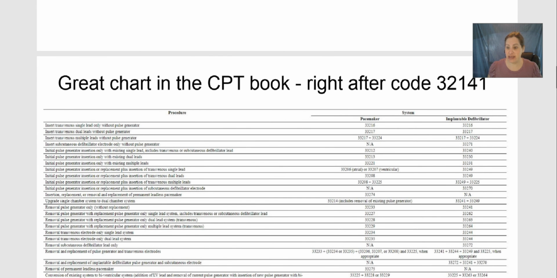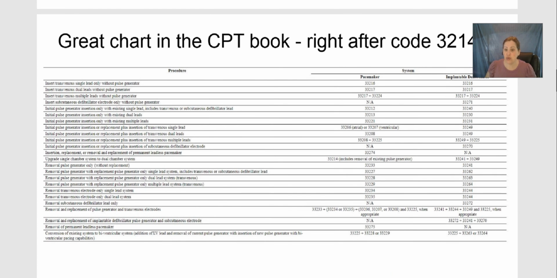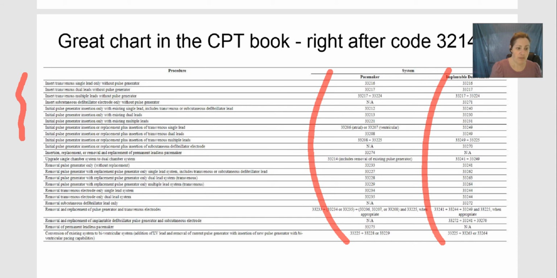In your CPT book, if you look up code 32141, right underneath that code, you will see this chart. And this is really handy because it runs through the pacemaker codes versus the implantable defibrillator codes and what it is we're doing. So notice we have insertions and initial procedures, we have removals, and we have the conversion from a single to a dual lead. And so this is a really great chart. So you can certainly go to your alphabetical index like you do most of the time when you're coding, and you can look up pacemaker or implantable defibrillator, or you can just come straight to this chart.